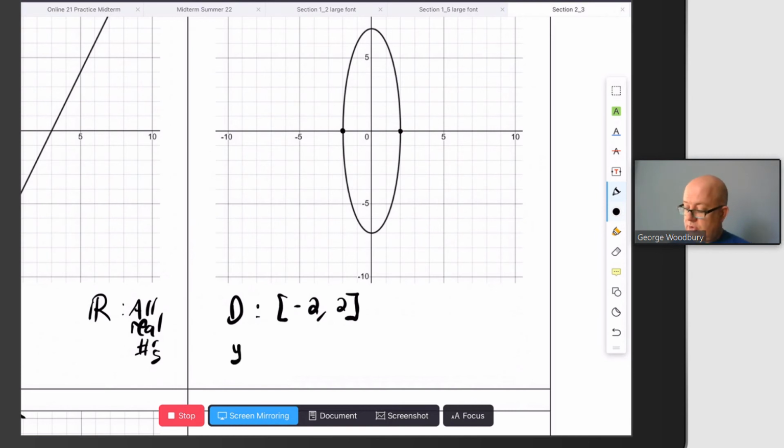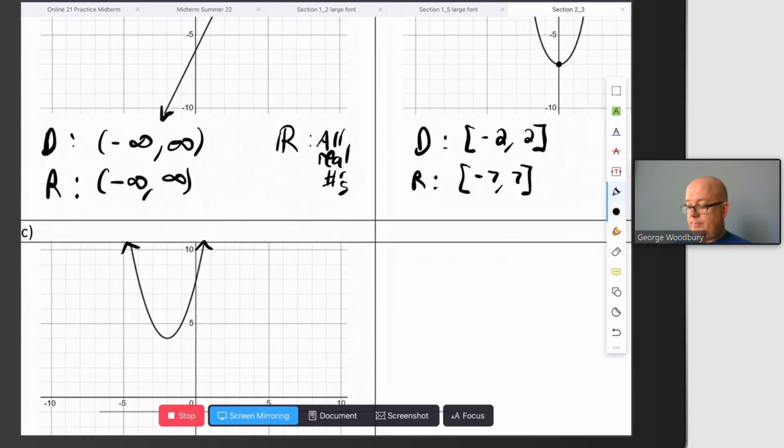For y, we're still reading this from the bottom to the top, and that's the range. And how low does it go? It goes down to -7, and it goes up to +7. So the range would be square brackets, -7, comma 7, square bracket.